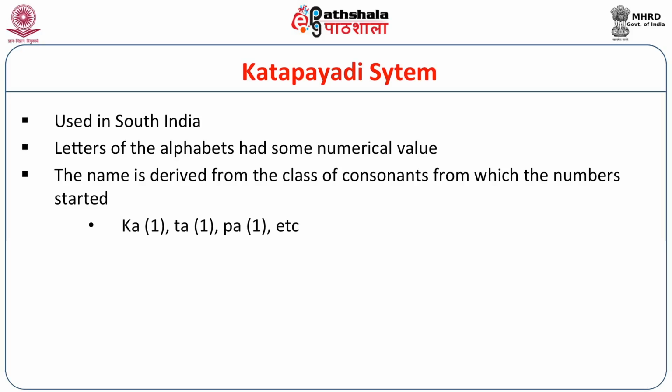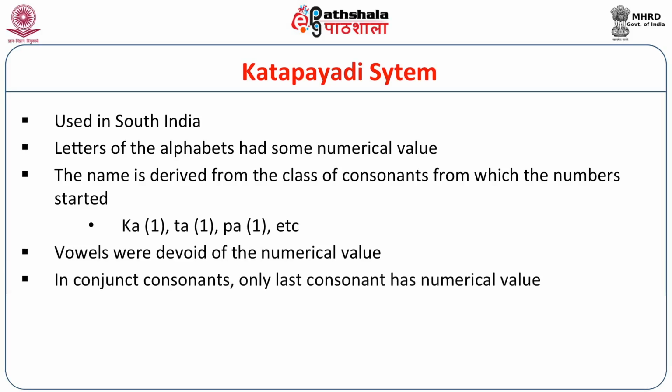Ka stands for 1, Ta stands for 1, Pa again stands for 1. Vowels were devoid of any numerical value. In this particular system, vowels had no numerical value at all. Only consonants had a numerical value. In conjunct consonants, only the last consonant has a numerical value; the first consonant has absolutely no value. In this system, the right to left arrangement is followed.